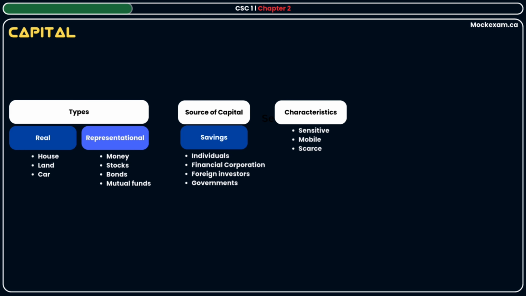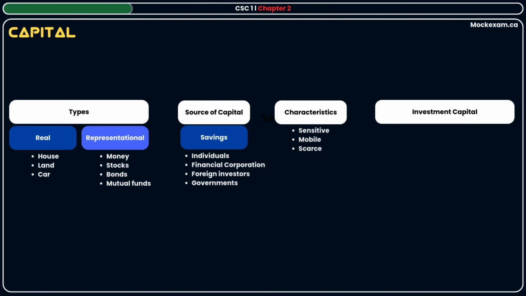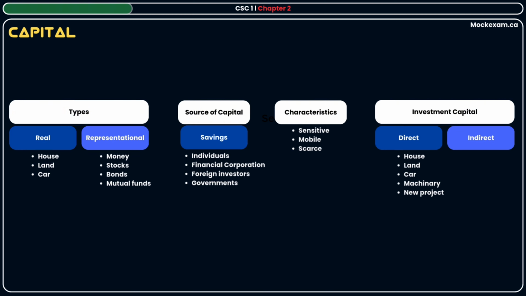There is a term called investment capital. What's investment capital? The portion of capital designated for investment activities and purposes is called investment capital. This investment can be direct investment, such as buying a house, car, business, machinery, or paying for startup costs, or investing in a new highway by the government. These are all direct investments. Also, there are indirect investments, such as buying stocks, mutual funds, bonds, or depositing your money in the savings account. These are all indirect investments.